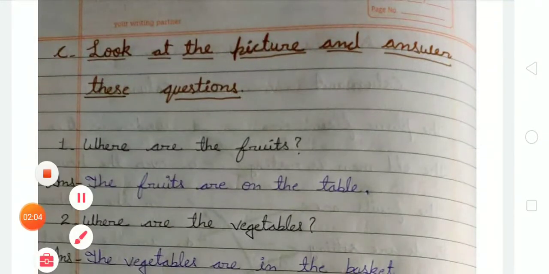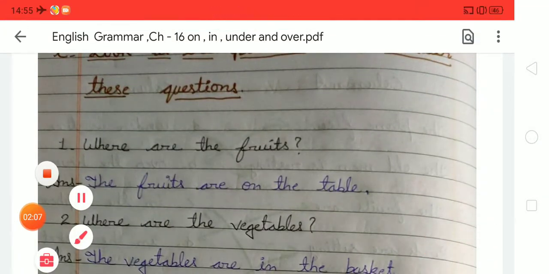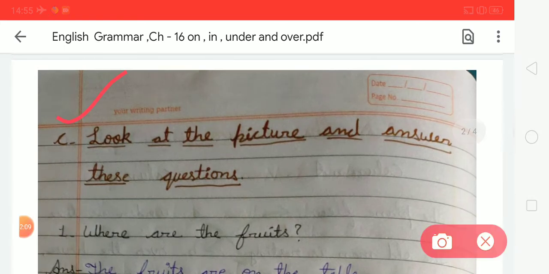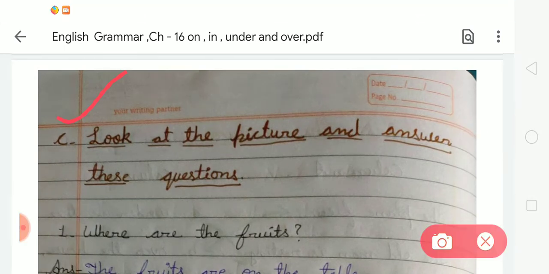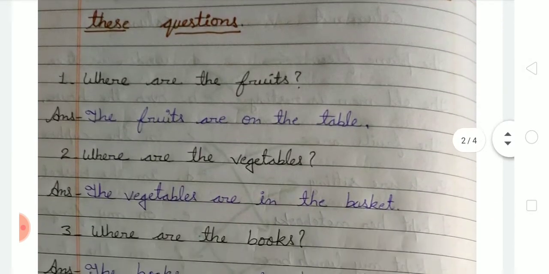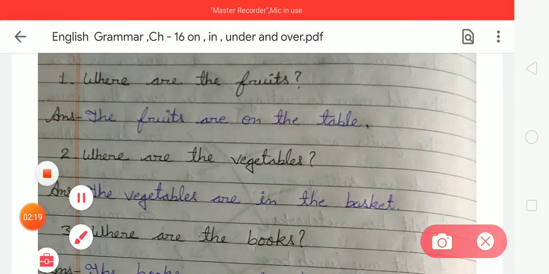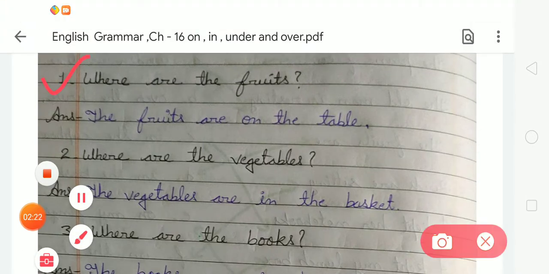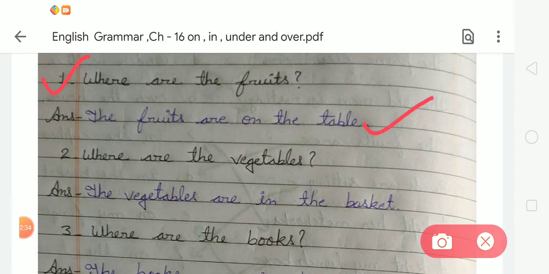Next is exercise C. In exercise C, look at the picture and answer these questions. Our first question is, where are the fruits? Students, you have to write the question, where are the fruits? We have seen in the book that the fruits are on the table, so we have to write the answer, the fruits are on the table.